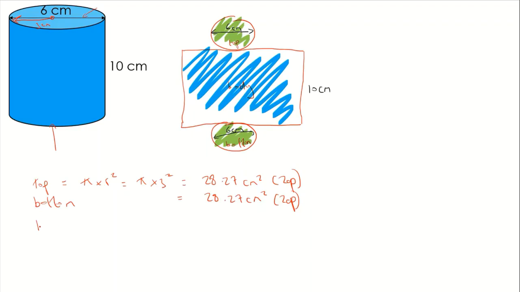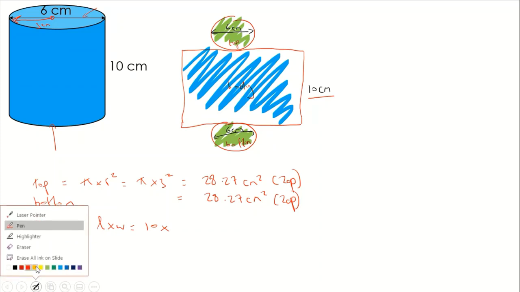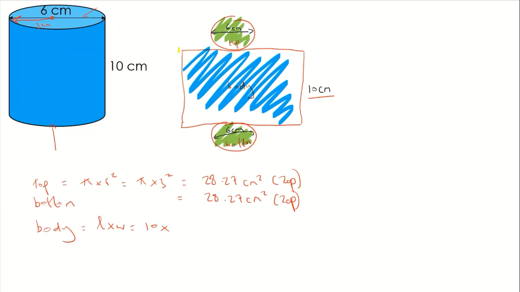Only the body left now, which is the harder part, because the body is obviously a rectangle, and so remember a rectangle's area is length times width. I know it's 10 long, but the trick here now is how wide is the rectangle? What is this length here?